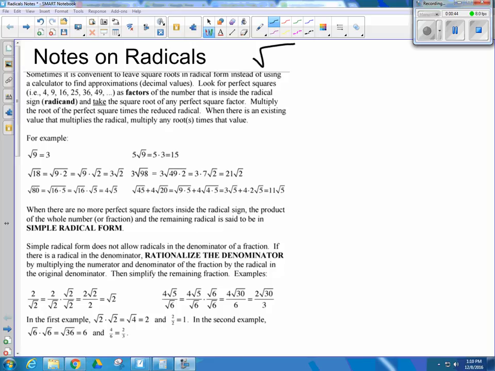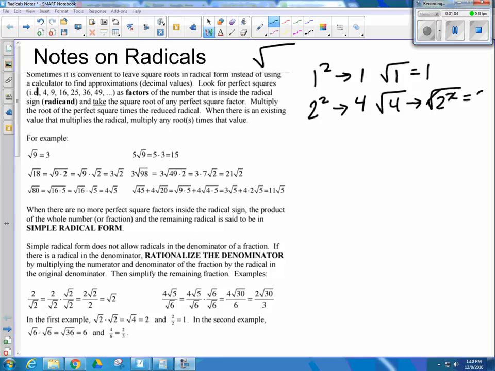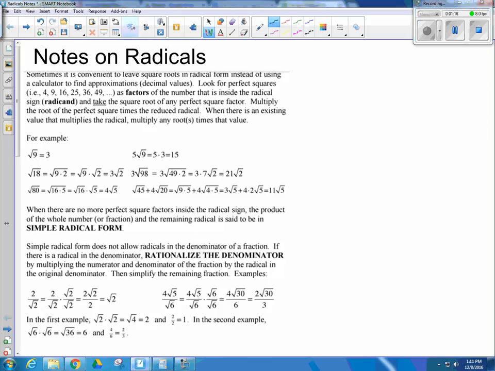They give us the examples 4, and they did leave out 1, right? 1, 4, 9, 16, 25, 36, 49. The reason we call them perfect squares is because 1 squared is 1, so the square root of 1 is 1. 2 squared is 4, so the square root of 4 is really the square root of 2 squared. Those cancel, and we just get 2. 3 squared is 9, so the square root of 9 is really the square root of 3 squared. Those cancel, and we get 3. Hopefully we kind of remember those.